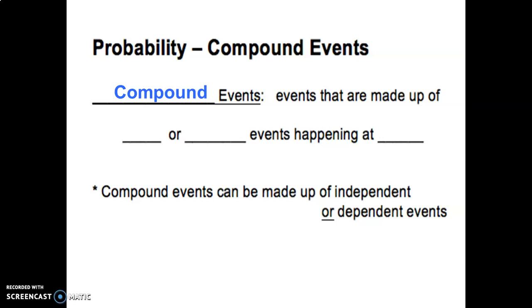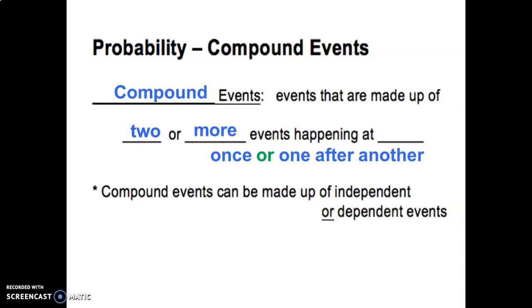To begin, we have compound events. These are events that are made up of two or more events happening at once or one after another. Just so you know, there is a notes page you can print to go with this video. Okay, so this is important here: compound events are made up of two or more events happening at once or one after another.